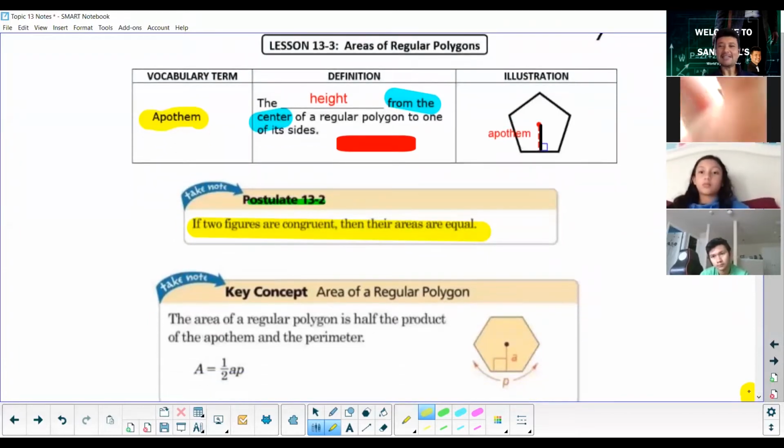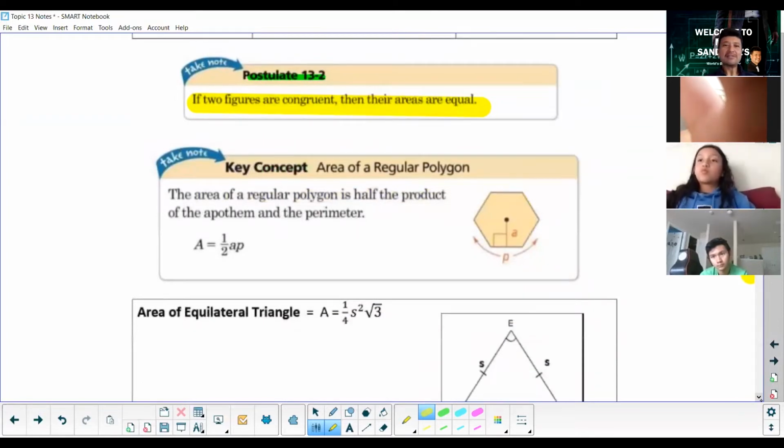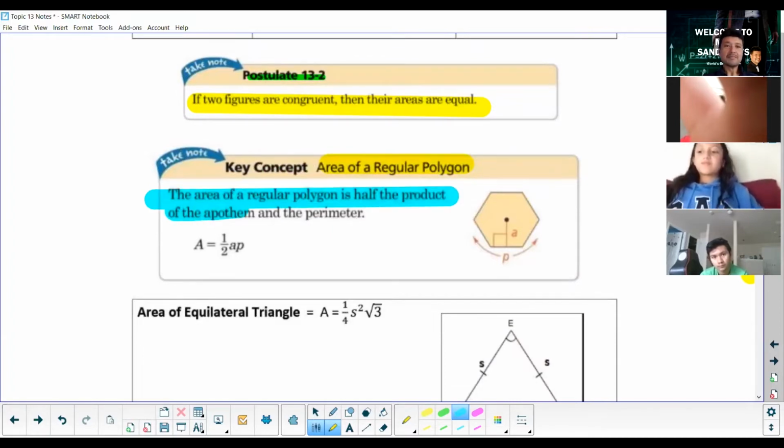All right, now Max, go ahead and read the key concept. This one says the area of a regular polygon is half the product of the apothem and the perimeter. All right, good. So Maximus, in your own words, how would you use this equation? Area equals 1/2 apothem times perimeter. Okay, so we find the apothem, and then you multiply that with perimeter, which is over here.